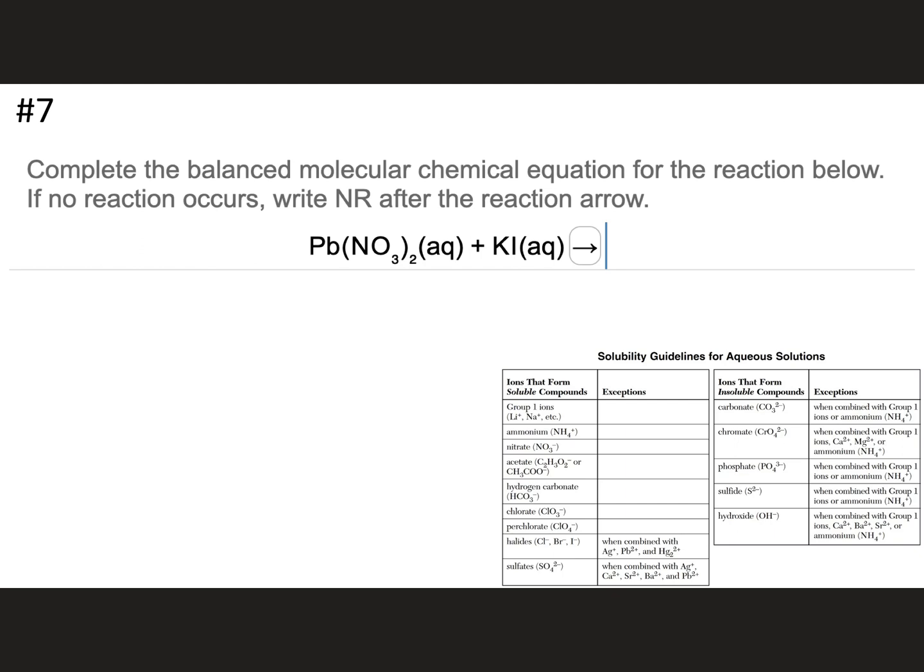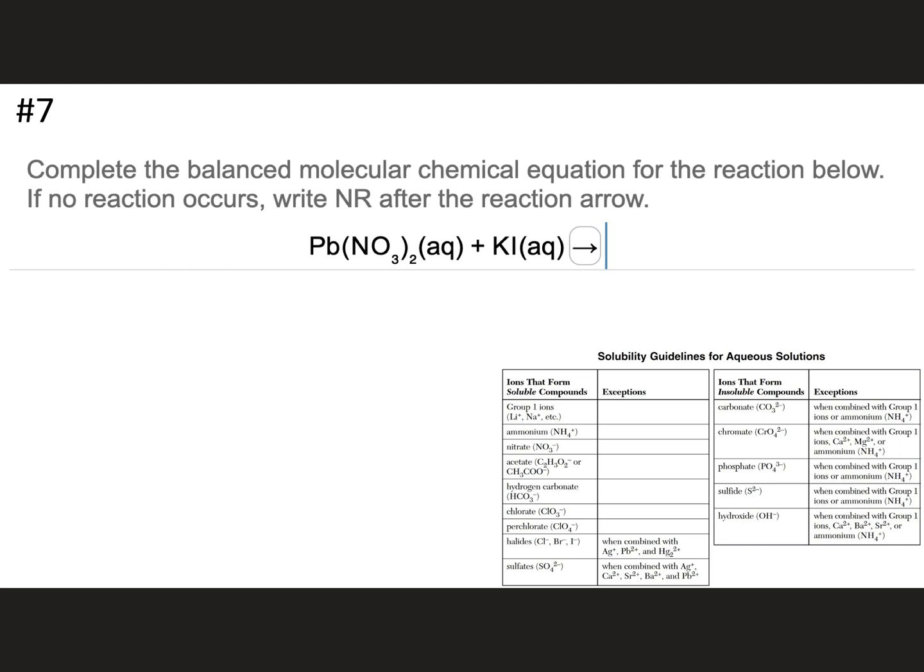For question 7 from Chapter 4 homework, we're asked to complete the balanced molecular chemical equation for the reaction below, and if no reaction occurs, to write NR after the reaction. So we've got two things going on. We've got lead 2 nitrate reacting with potassium iodide. So we have to find the possible products of that reaction and find the balanced equation for this reaction.